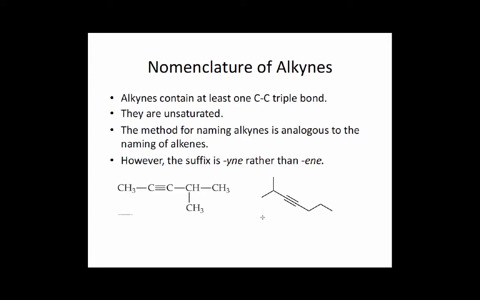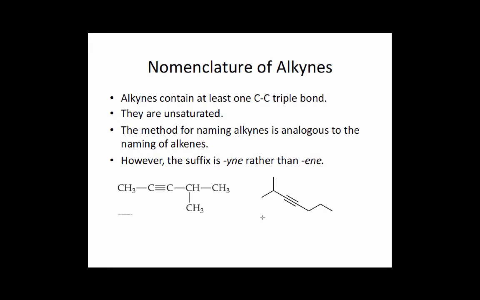Finally, we have alkynes, and alkynes are going to have at least one triple bond, a carbon-carbon triple bond. They're unsaturated because they have that triple bond. So the more double and triple bonds you have in a molecule, the more unsaturated it is. And the process is analogous to what we did for alkenes, except we're going to end with -yne to indicate that we have a triple bond.